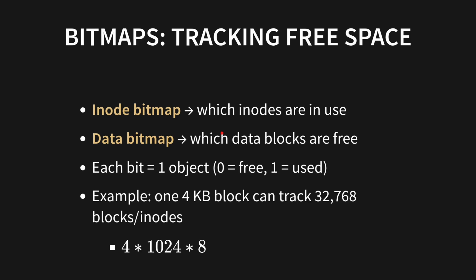And since we have only one block allocated for data blocks, you might be wondering, is it enough or not? So one block is 4 kilobytes in our assumption. And if we multiply it by 2 to the power 10, that is 4 times 1024 times 8 bits, we have 32,768 bits, which we can allocate in one block, meaning we can handle around 33,000 blocks or 33,000 inodes, which is more than enough, at least in our example.